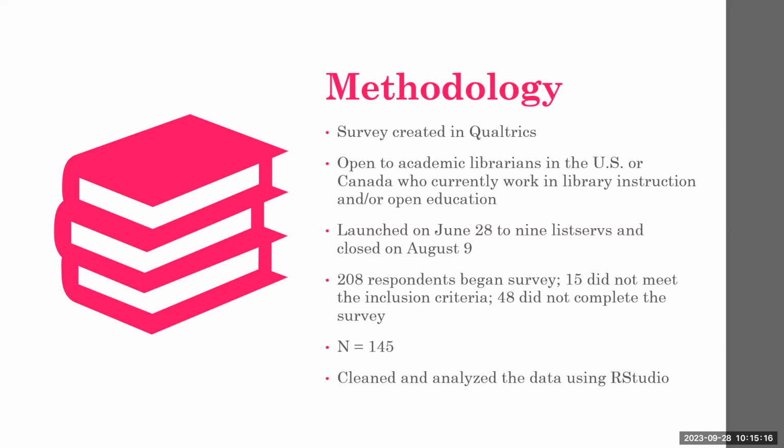The survey ran for about 40 days this summer. We posted the survey on 9 library listservs, focused on instruction and/or open education. 208 respondents began the survey. 15 did not meet the inclusion criteria, and 48 did not complete the survey, leaving 145 respondents to complete the survey. None of the questions required an answer, so some have fewer than 145.